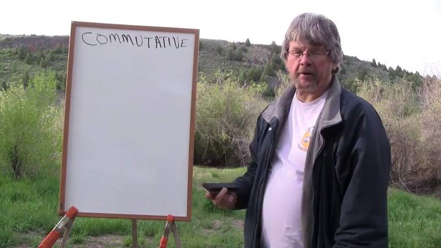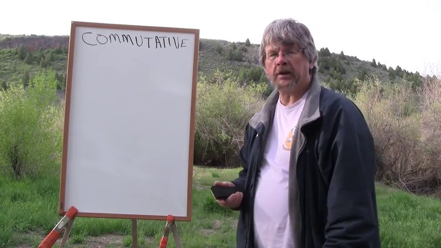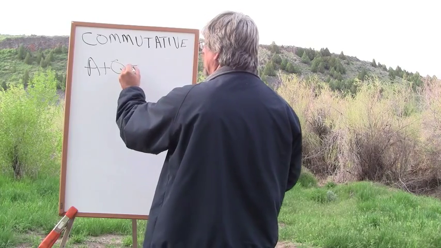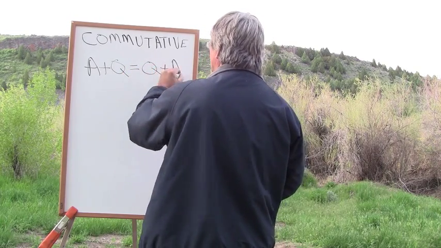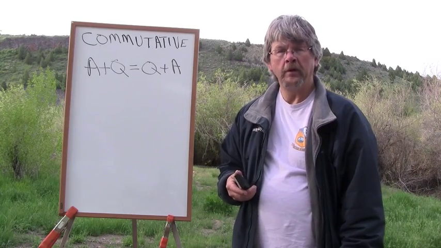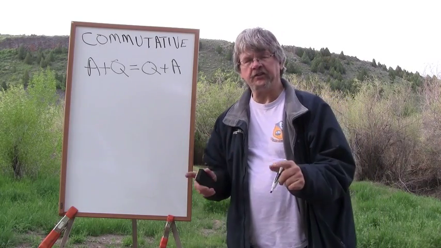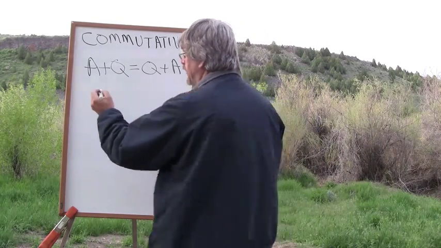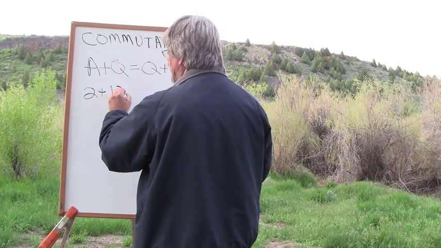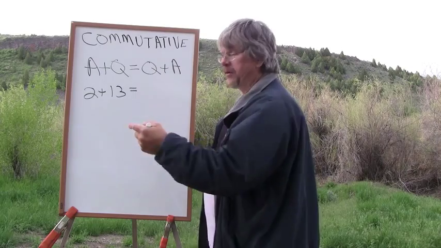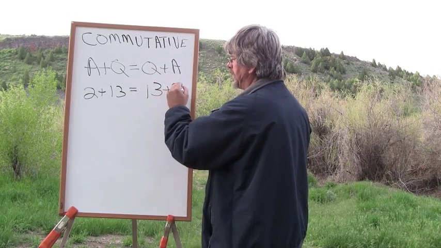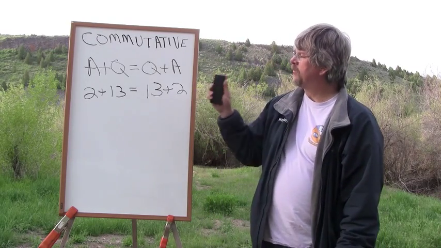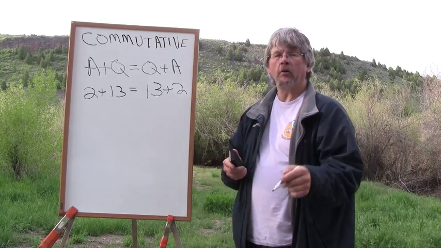The commutative property of algebra is really interesting too. It says A plus Q equals Q plus A. In addition, it doesn't matter what order you add the numbers. If you see 2 plus 13, you can add this either direction. You can add 13 plus 2 or 2 plus 13. They're the same. The commutative property works with addition. It also works with multiplication.